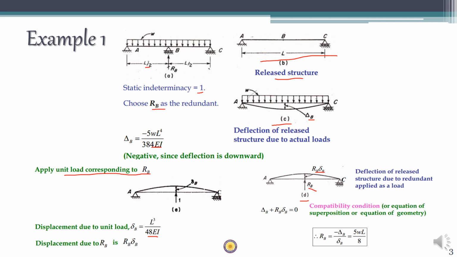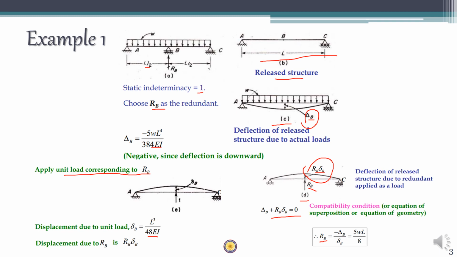Which means that capital delta B plus RB into small delta B should be equal to 0. So this is our compatibility condition, which means that RB is equal to capital delta B divided by small delta B with a minus sign. If you do that, you will get RB equal to 5WL by 8. So the first solution we got here was our redundant reaction. So once the redundant reaction is known, you can also find out the other reactions, which are RA and RC, and also you can draw the bending moment diagram. Okay, so this is an illustration of the method of consistent deformation.